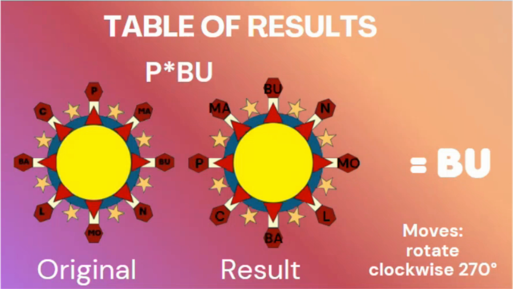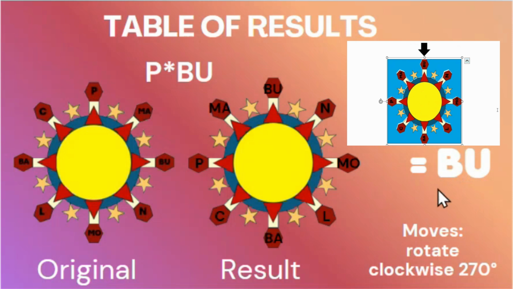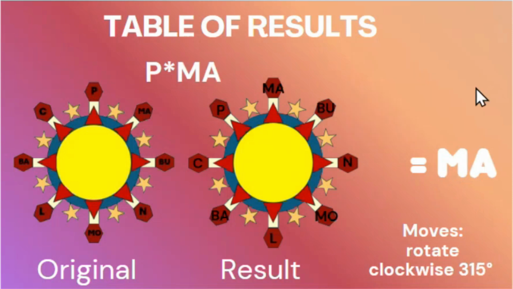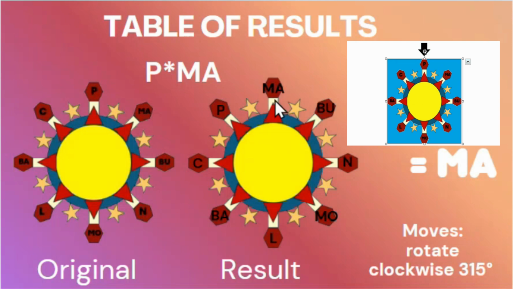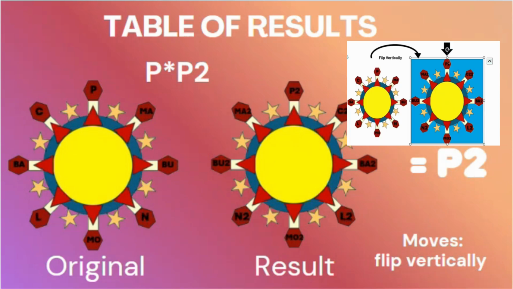Next one, P star PU. For PU, we need to rotate it clockwise 270 degrees. So the result is PU. And then for P star MA, MA means rotate clockwise 315 degrees. So the result is MA. And for P star P2, we need to flip it vertically. So the result will be P2.